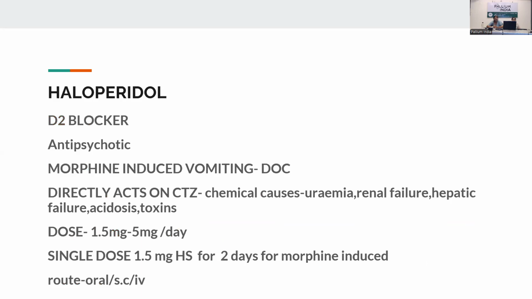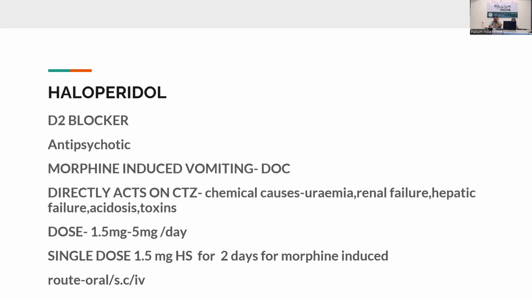Haloperidol. Haloperidol is the second commonly used. Both of them are equally important and good. This is also a D2 blocker. Examples of D2 blockers include metoclopramide, domperidone, and haloperidol, right? So haloperidol is a D2 blocker. It is an antipsychotic drug.